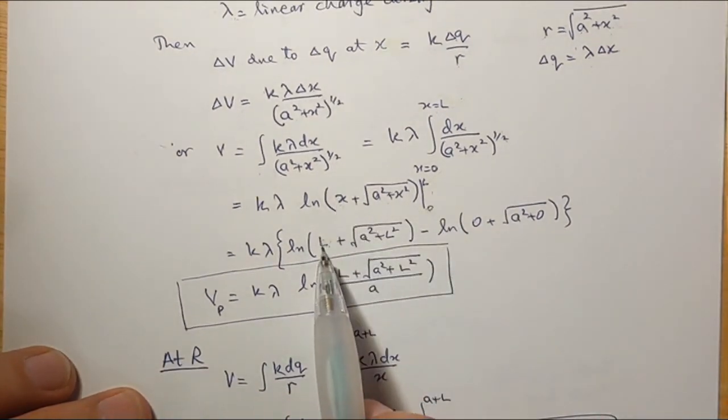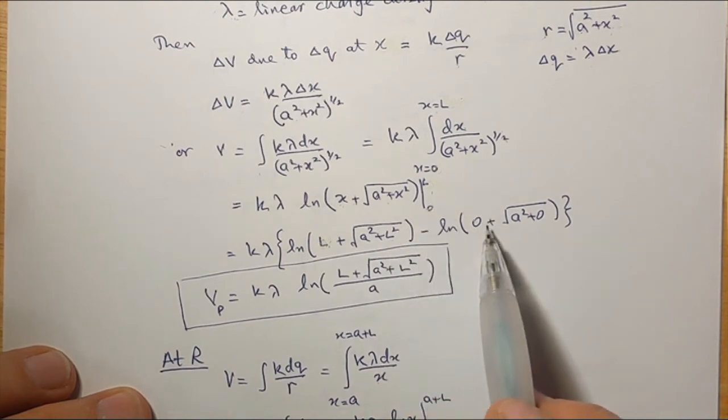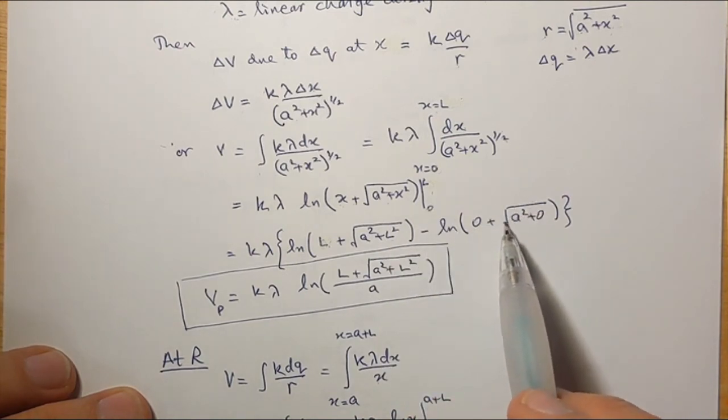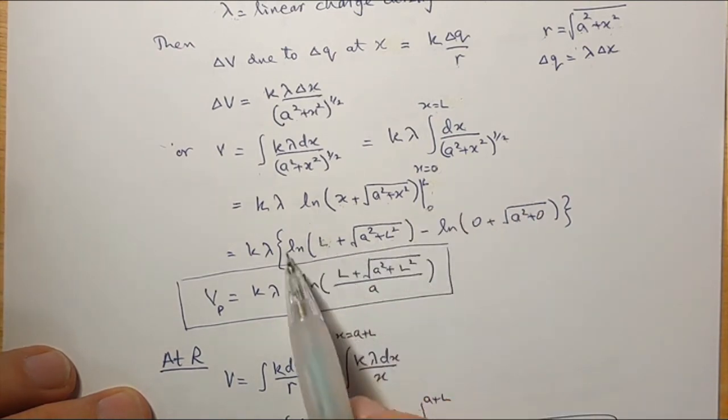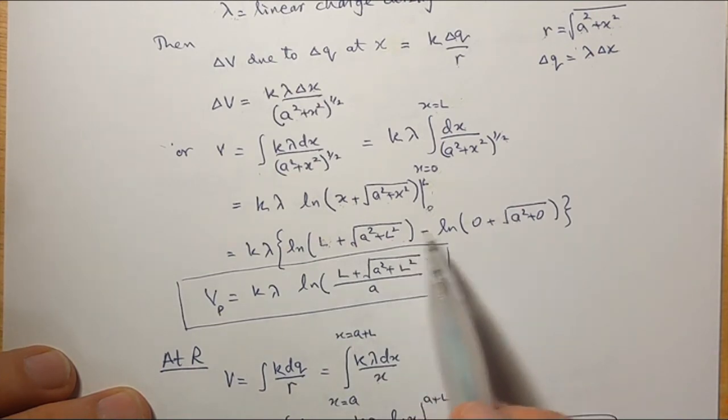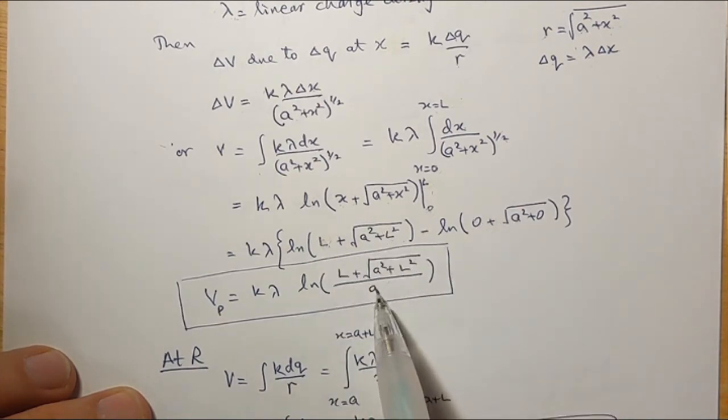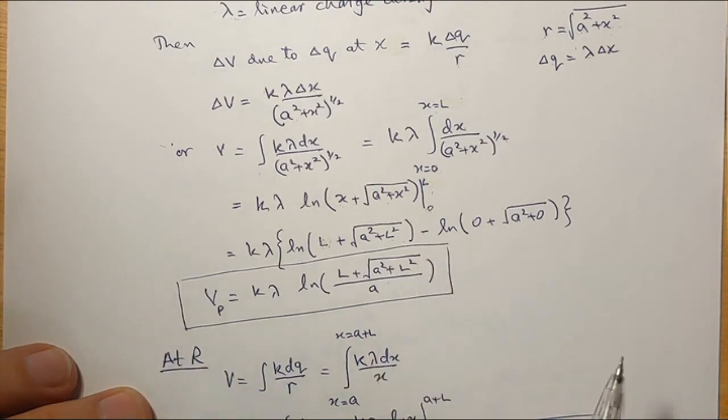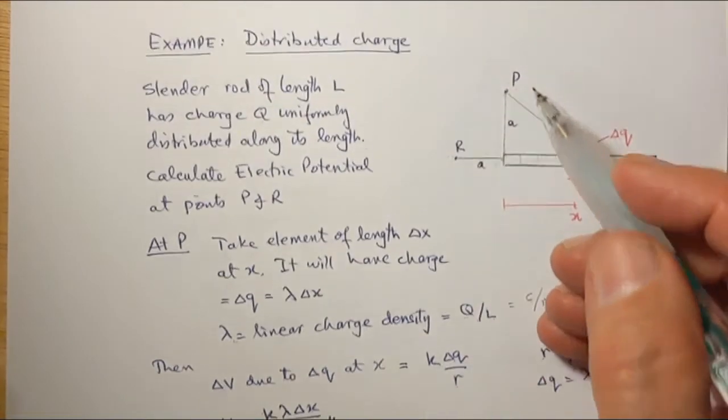So when we substitute the limit L, we get this. Substitute the limit 0, we get this, so this is just simply ln a. Ln of this minus ln a would be ln of this divided by a. So that becomes the equation for the potential at the point P over here.